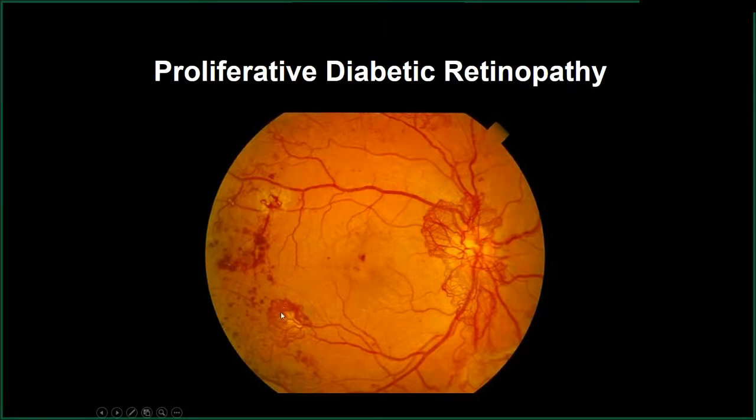Patient also has massive neovascularization elsewhere. So you see that here. This patient is very high risk for vision loss. So without treatment, a patient who has high risk proliferative diabetic retinopathy has an 80% risk of becoming legally blind at 5 years.